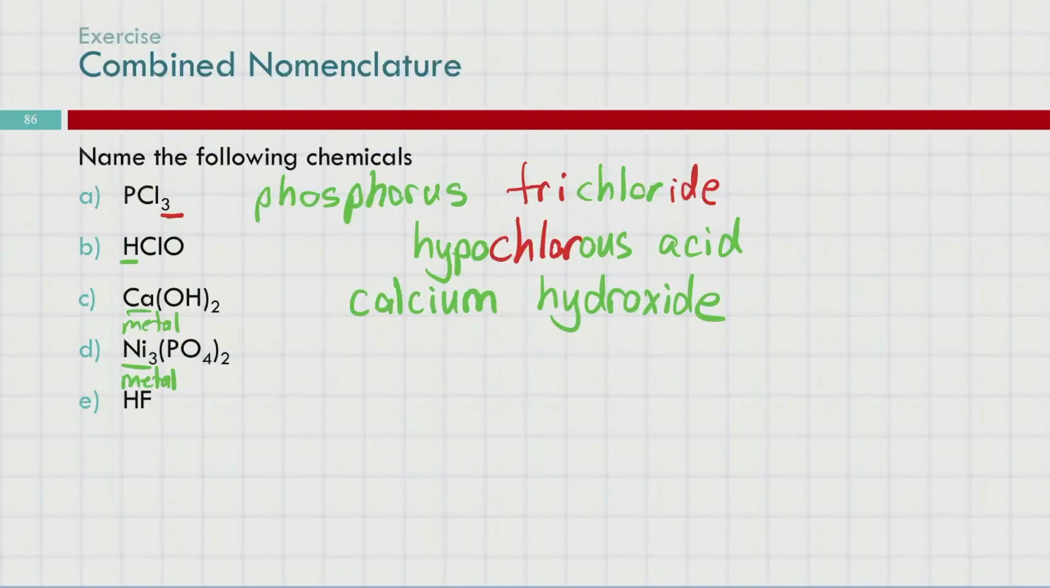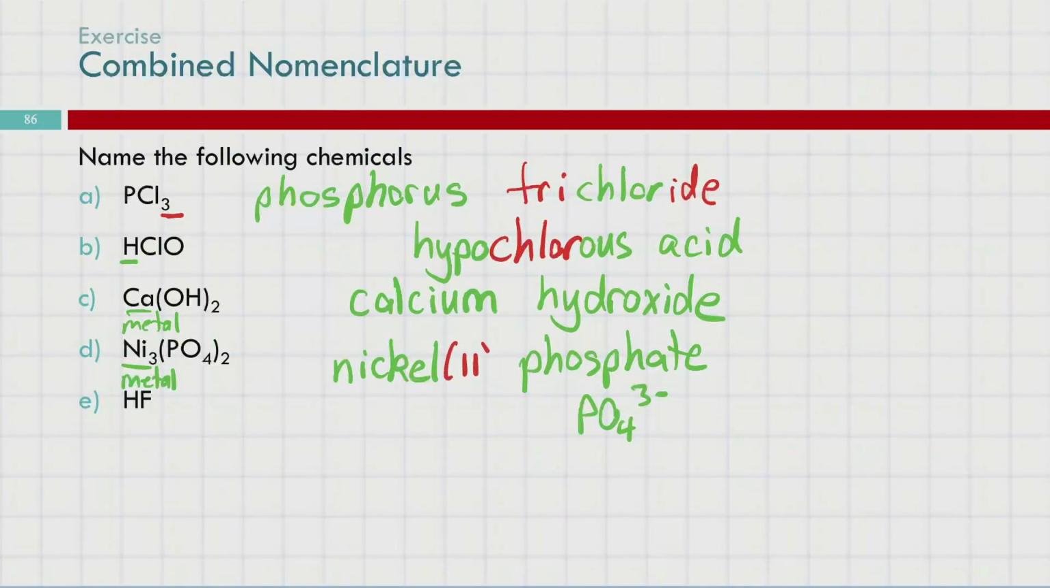For D, we still have a metal up front. Nickel is a metal. Nickel can form multiple charge options, so we would have to figure out what that charge is. So it might be helpful, since we've got an oxyanion, to figure out what the charge of our oxyanion is. PO4 3 minus is phosphate. We've got 2 of those, total of a 6- charge. So our nickel, between the 3 of them, has to have a total of 6 positive charge. So they're each going to have a charge of 2. So nickel(II) phosphate.